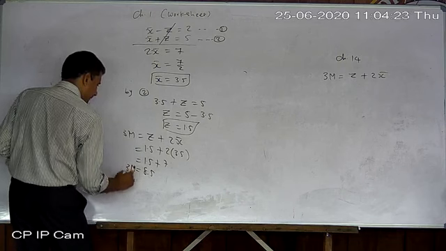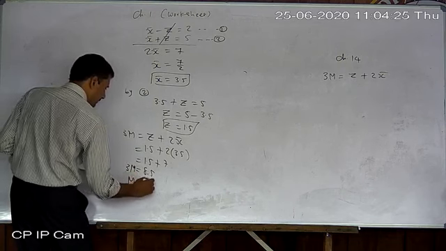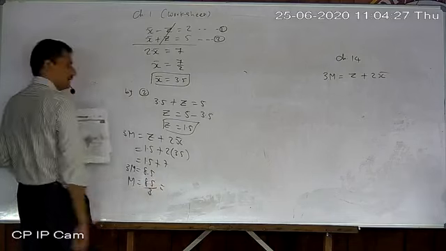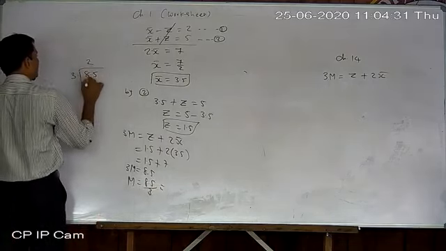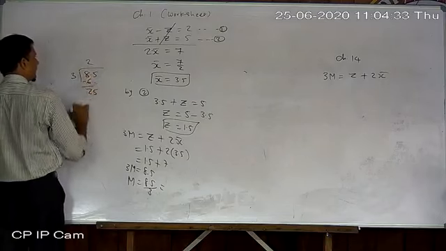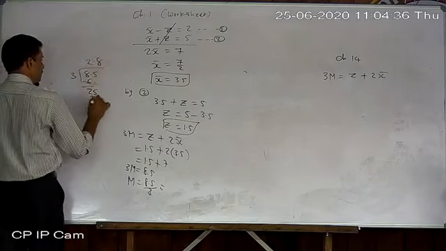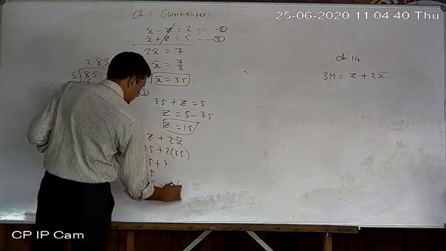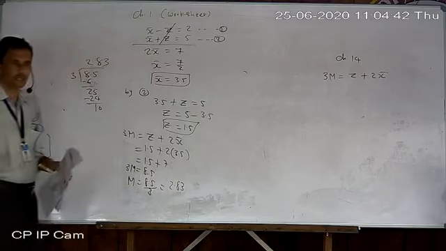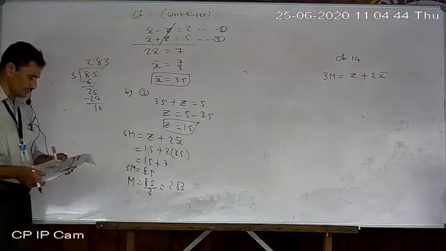3m equal to 8.5, so m equal to 8.5 divided by 3. Okay, so 8.5 divided by 3. 3 sixes are 18, 2 left, 25. 3 eights are 24, 1 left. 3 threes are 9. Okay, so it is approximately 2.83. So our median becomes 2.83.